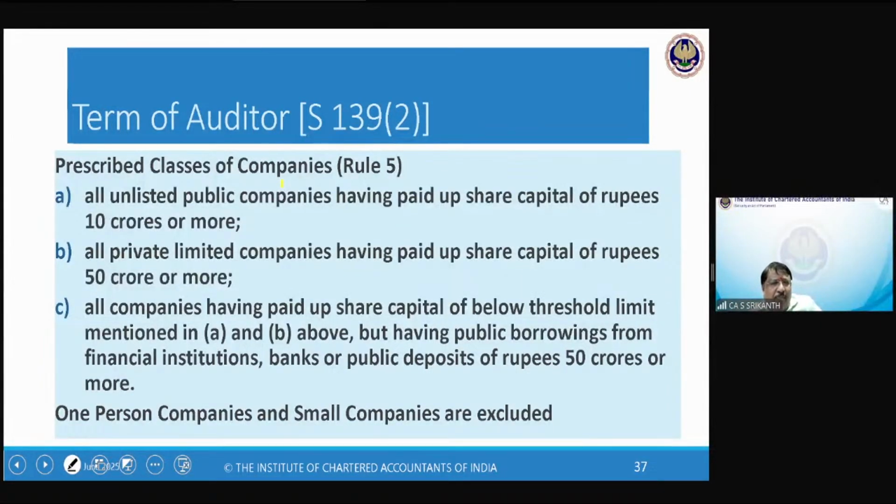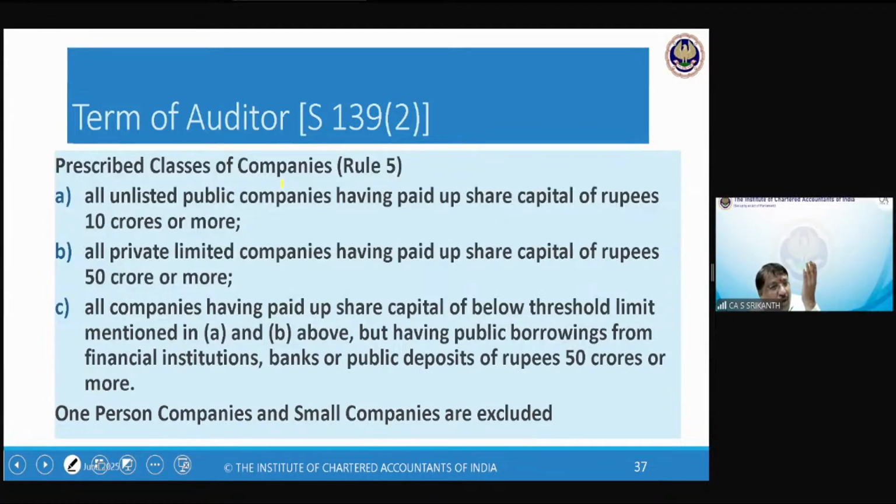All private limited companies having paid up share capital of rupees 50 crore or more. All companies having paid up share capital of below threshold limit, but having public borrowings from financial institutions, banks, or public deposits of 50 crores or more. Okay. OPC and small companies are excluded, right? Which means that most of these are excluded.